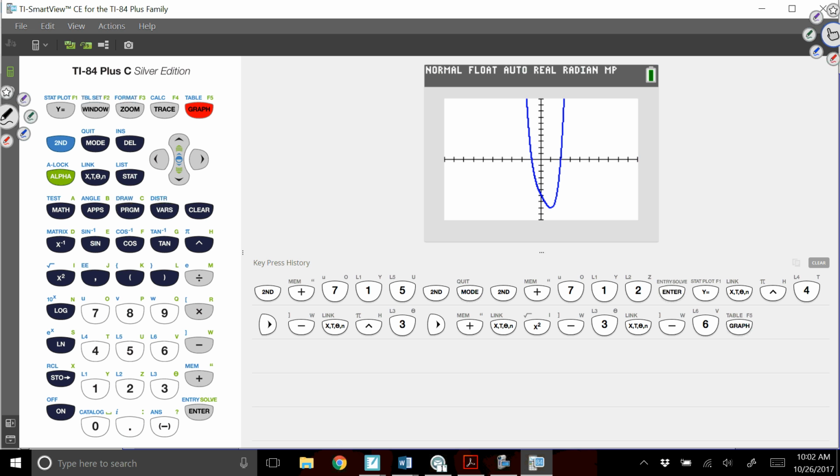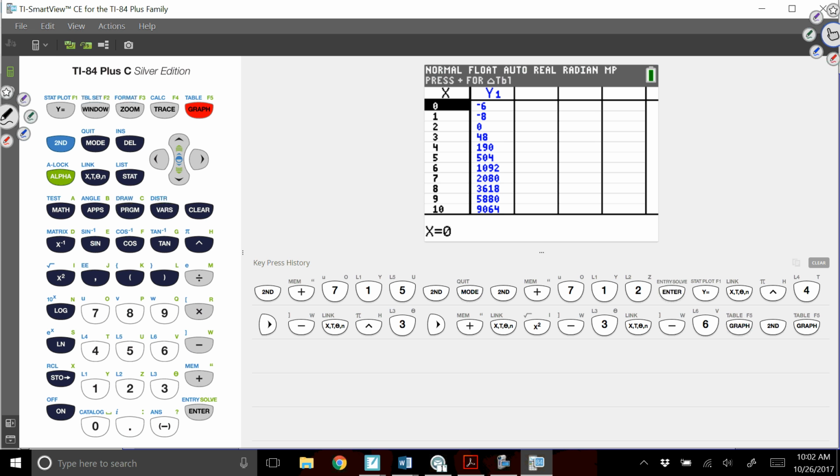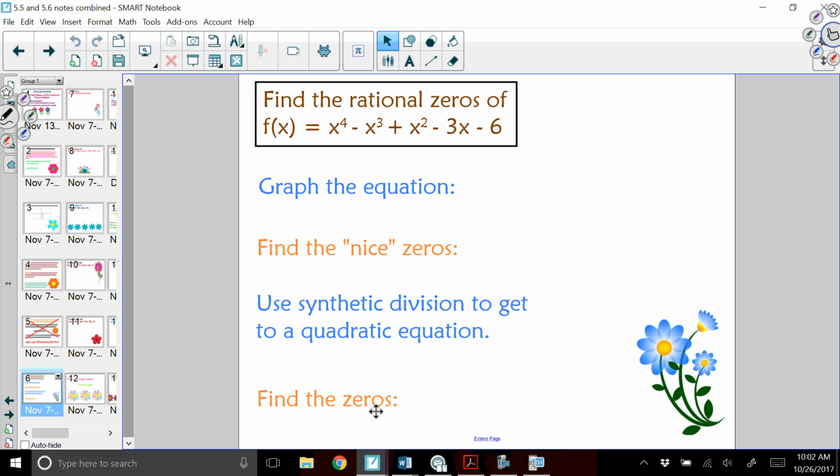I can use the table. Yeah. So it looks like it's crossing at -1 and 2. So if I look at my table, remember that second graph that pulls up your table? If I look at -1, 0, 2, 0. So it did, in fact, cross at -1 and 2. Okay? So let's go back to our notes. So I know for sure that it crossed at -1 and 2.